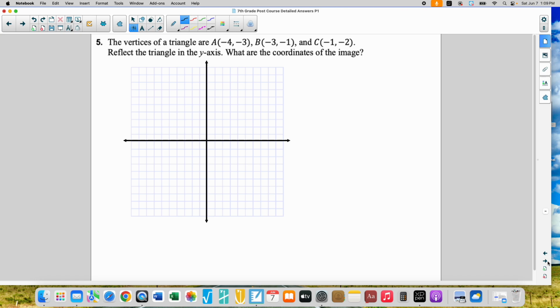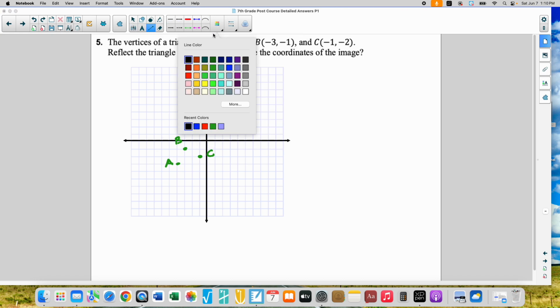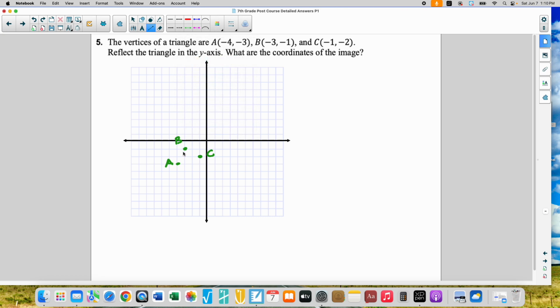The vertices of a triangle are -4, 3, -1, -2, and -3, -2. So let's do those. So -4, 3, that's going to be A. B is -1, -2. That is B. And C is -3, -2. That is C. Let's connect the dots. Boom, boom, boom.